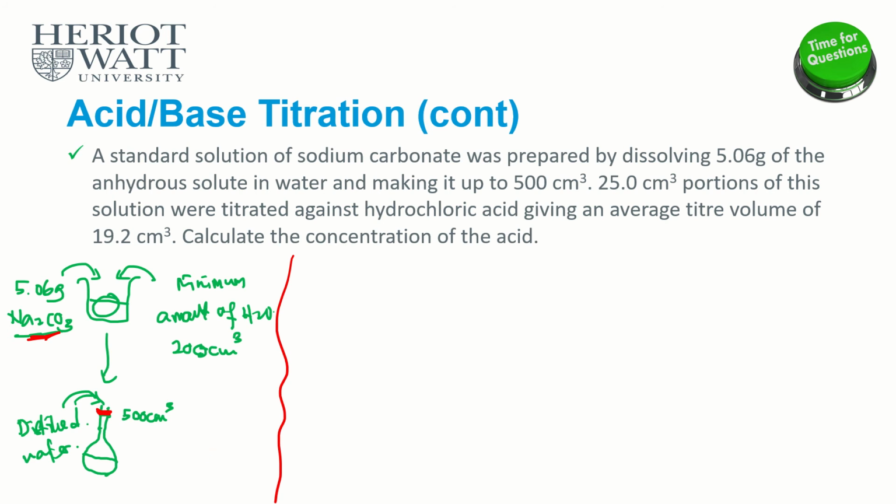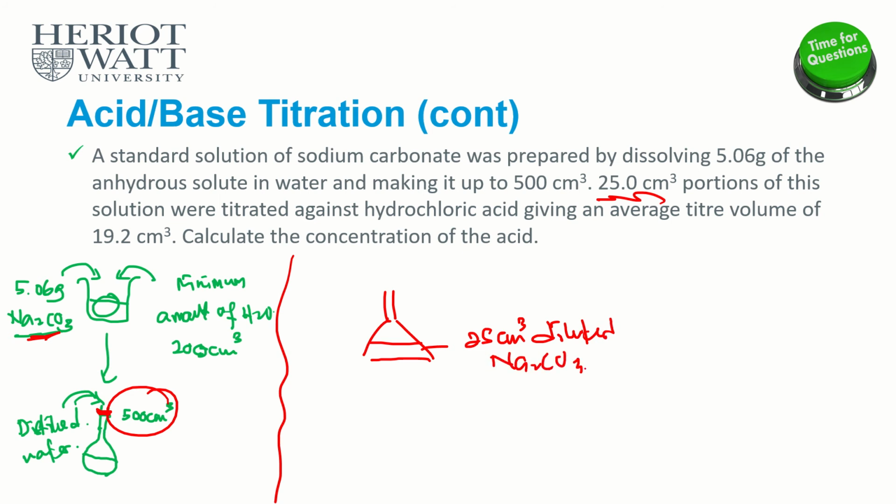And the next thing is we start our titrations. They said 25 cm cubed of these portions, which means out of the 500 that we prepared just now, we take out 25, and we use a pipette to transfer it into a conical flask. 25 cm cubed of diluted sodium carbonate. Why is it diluted? As long as you add water into the compound, we call it a diluted solution. Now we have this in a conical flask.